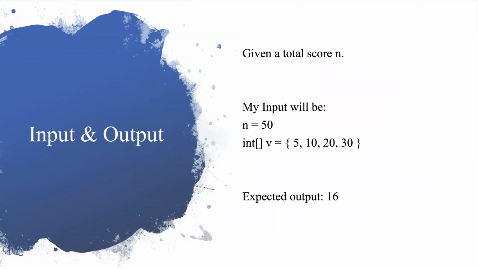Here is my input and output. Given a total score n, my input will be n equals 50, and given an array which will contain all possible target values, 5, 10, 20, 30. My expected output will be 16, which means there are 16 ways to reach 50 points by using these 4 values.